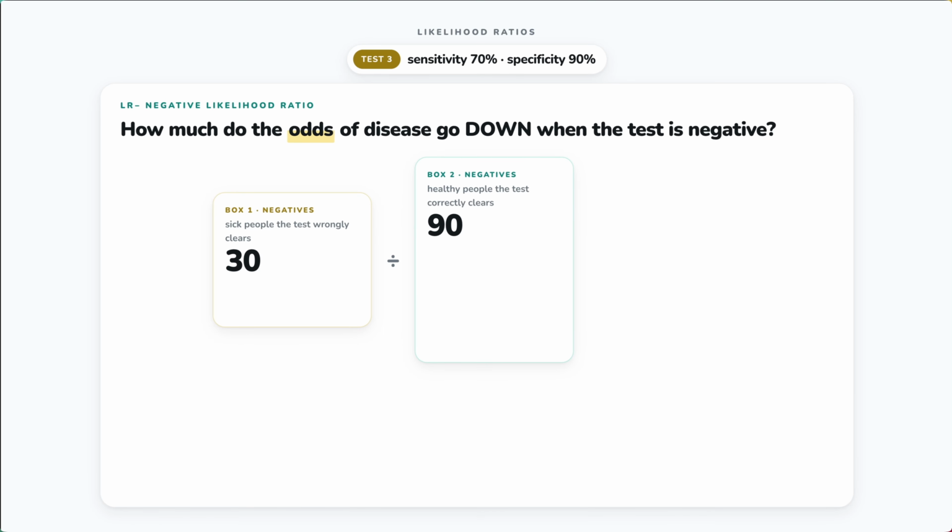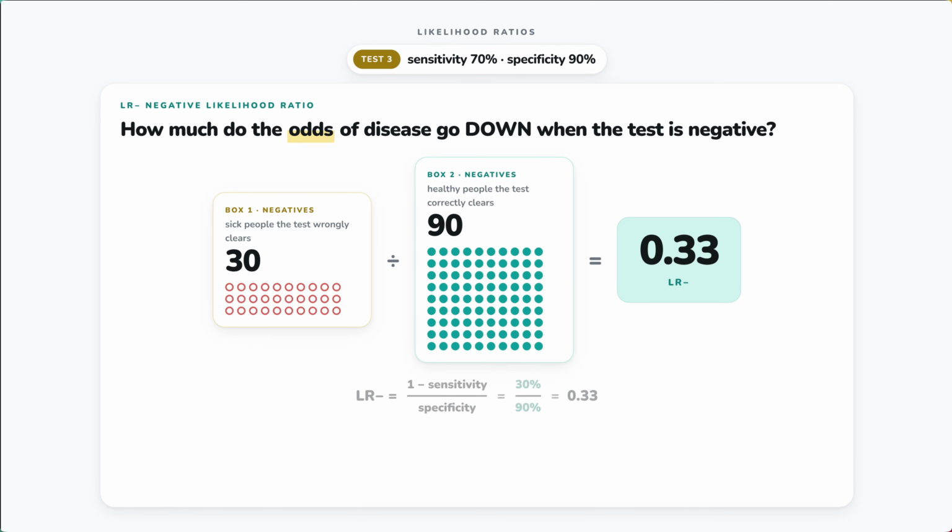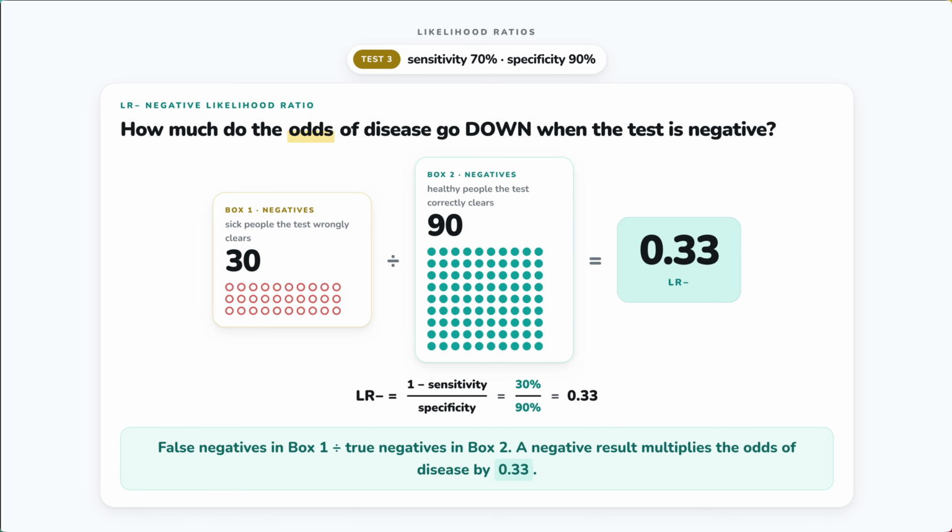Similarly, a negative likelihood ratio basically answers the question, how much does the odds of disease go down when the test is negative? And it is calculated by all the negatives in box 1 divided by all the negatives in box 2. Think of all the negatives in box 1. They are simply what the sensitivity missed. So 1 minus sensitivity, a test failing to identify sick people. All the negatives in box 2 is basically specificity, a test identifying healthy people.